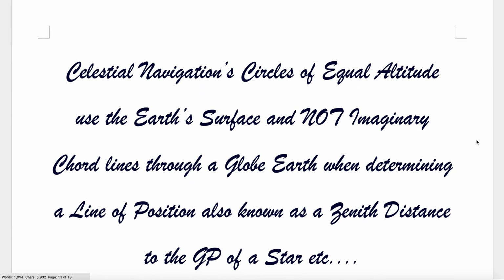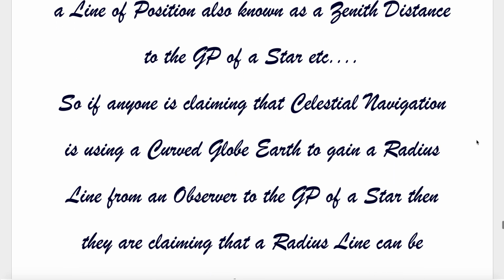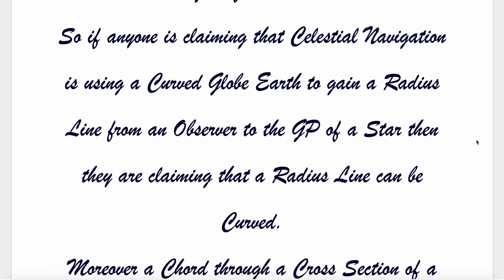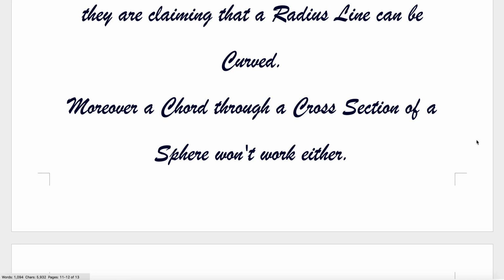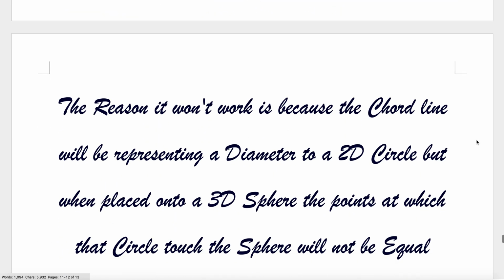Celestial navigation circles of equal altitude use the Earth's surface and not imaginary chord lines through a globe Earth when determining a line of position, also known as the zenith distance to the GP of a star, etc. So if anyone is claiming that celestial navigation is using a curved globe Earth to gain a radius line from an observer to the GP of a star, then they are claiming that a radius line can be curved. Moreover, a chord through a cross-section of a sphere won't work either.